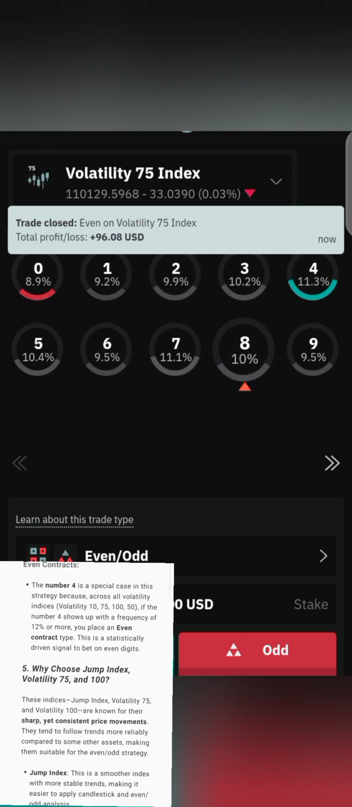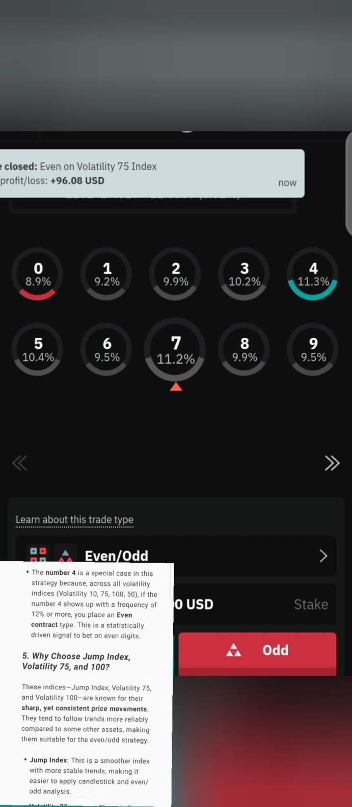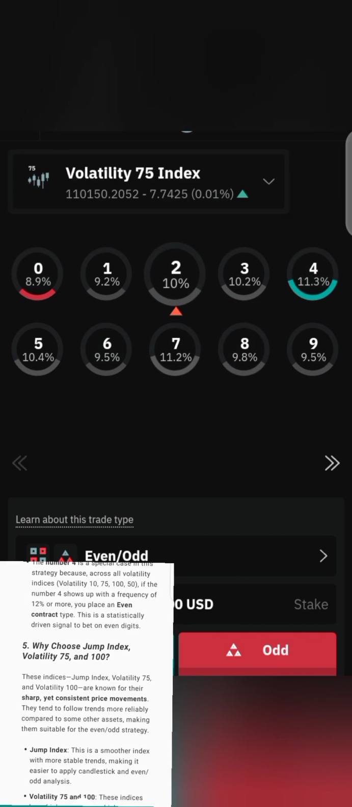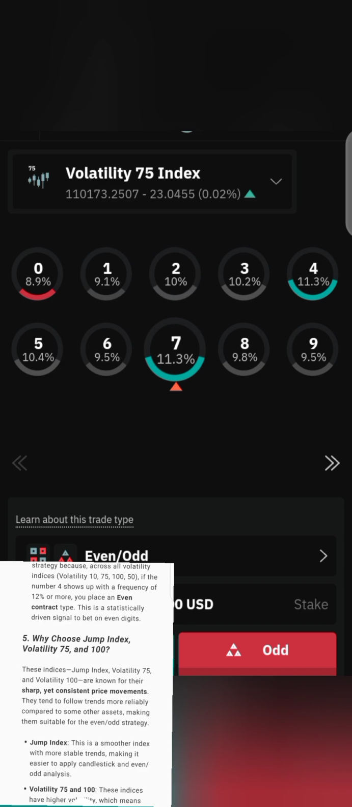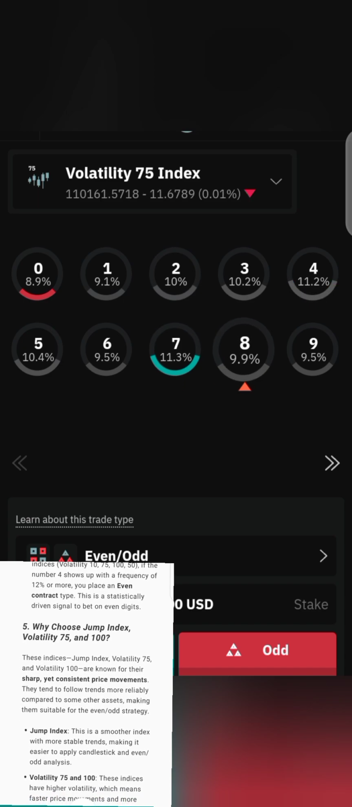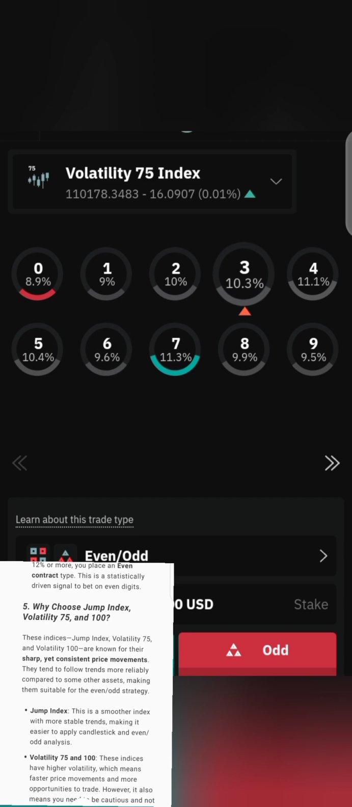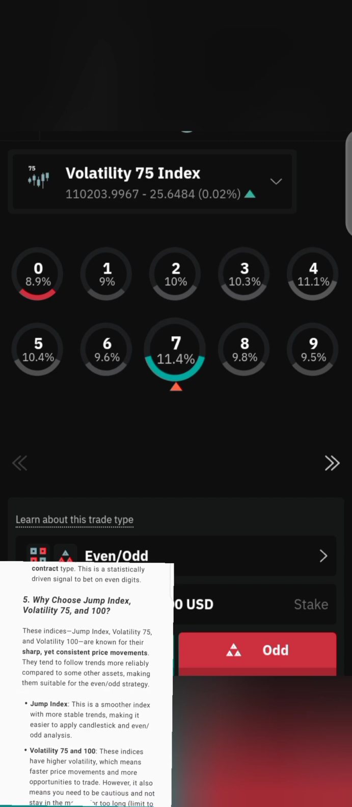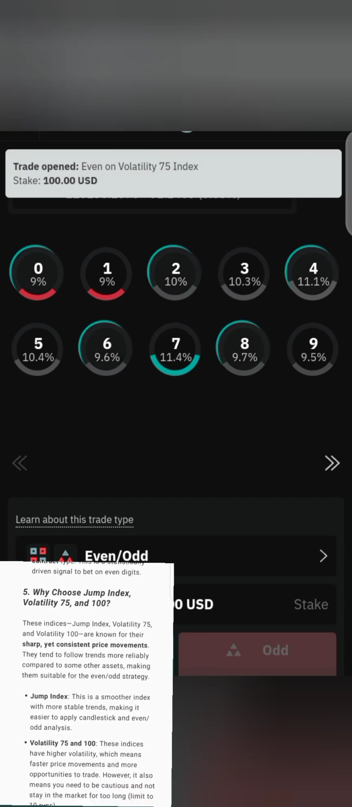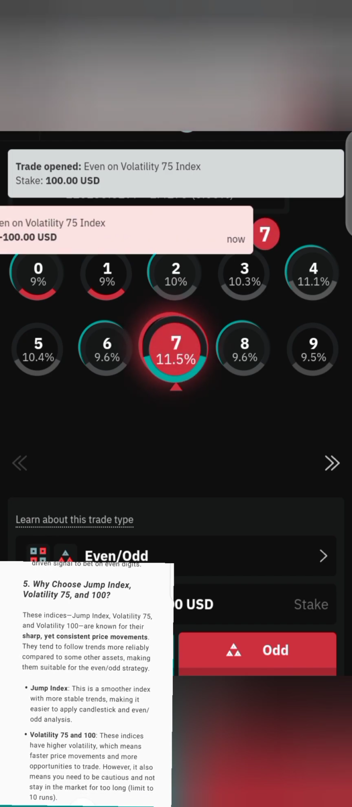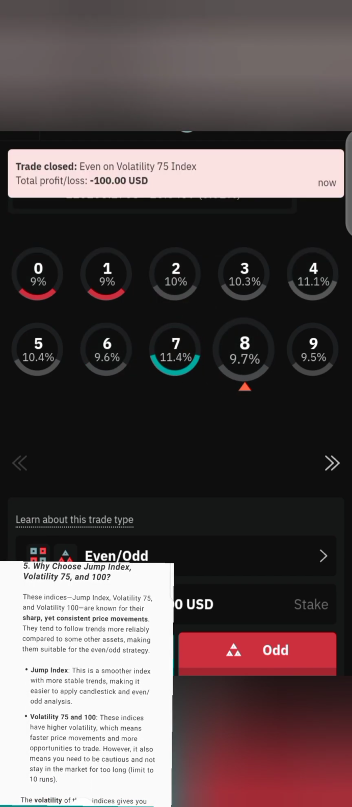765 contract. Even contracts: the number 4 is a special case in this strategy because across all volatility indices, volatility 10, 75, 100, 50, if the number 4 shows up with a frequency of 12% or more, you place an even contract type. This is a statistically driven signal to bet on even digits.